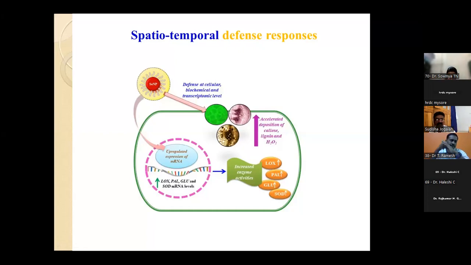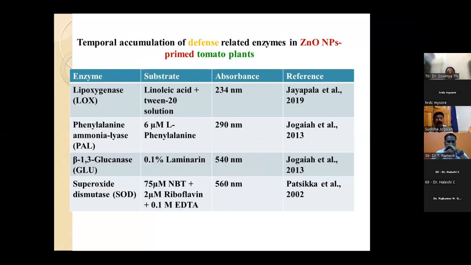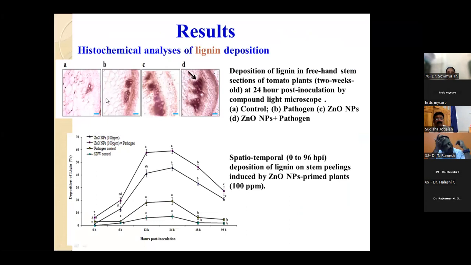That means the plant induces resistance and promotes growth. And in what way does it promote growth? Sometimes it shows upregulation of ABA, sometimes upregulation of pigments. This is what the plant does inside the plant system, and it is not observed outside. That mechanism has been proved using plants treated with zinc oxide nanoparticles. These are the methods we used for histochemical deposition to see at the cellular level. At the biochemical level, we use these three major core enzymes for checking. And these are the results of the histochemical analysis.